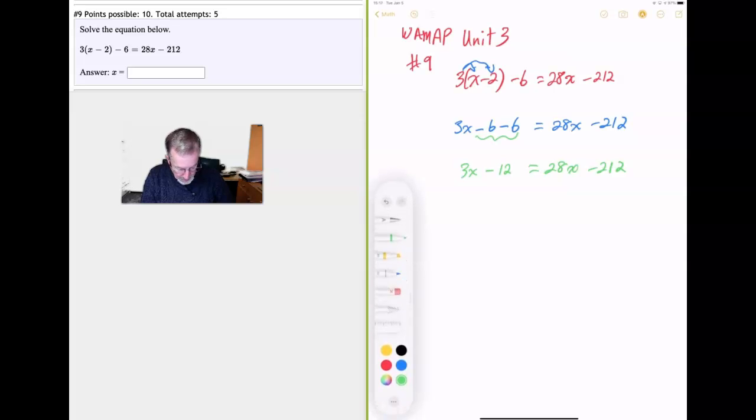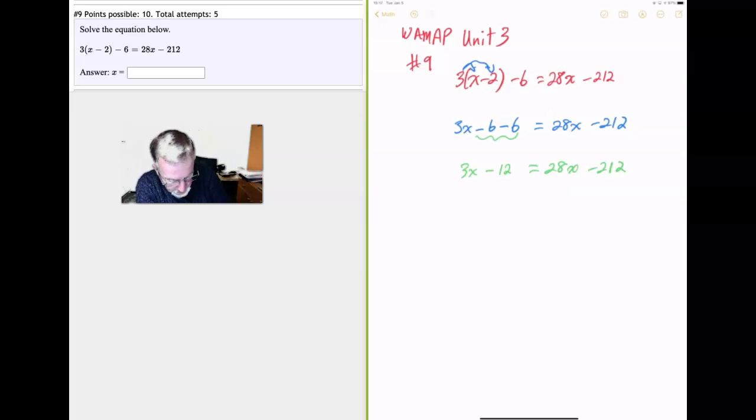So what's the next step? I'm going to put the x on the right side so that we end up with a positive value for x. So I'm going to subtract 3x from both sides, and that leaves 0x on this side. So we have a negative 12, and that's equal to 28x minus 3x, that's 25x, minus 212.